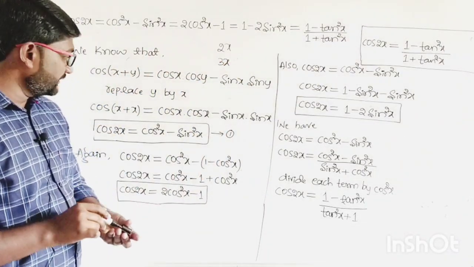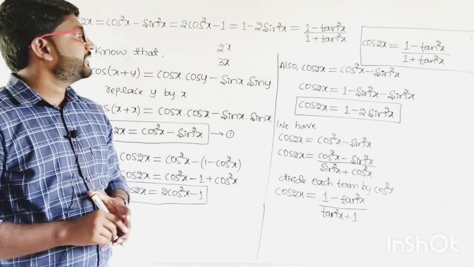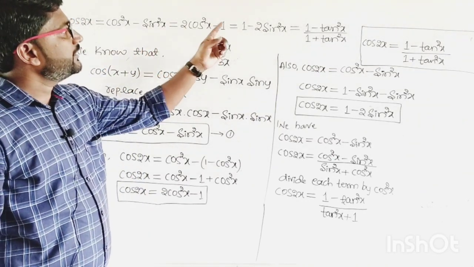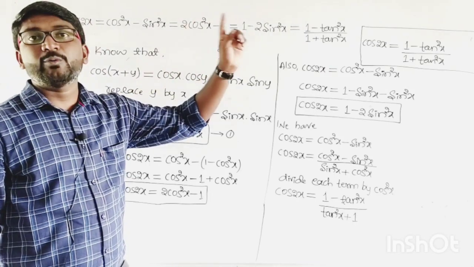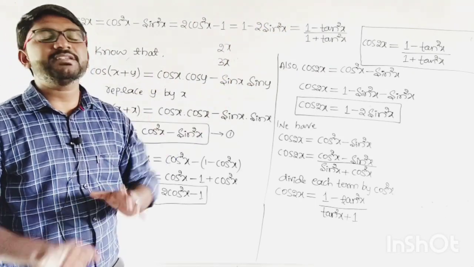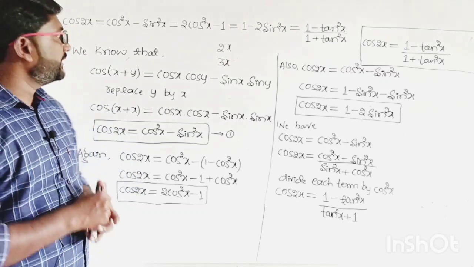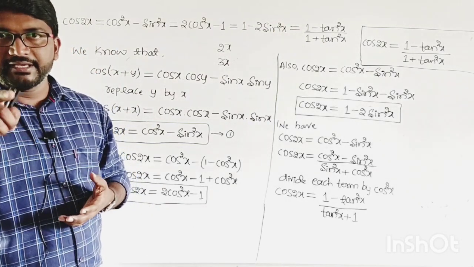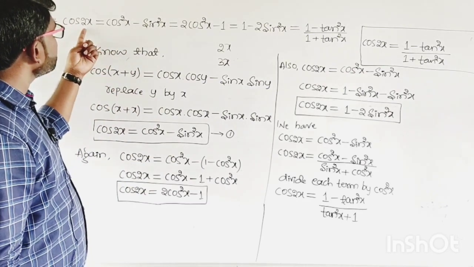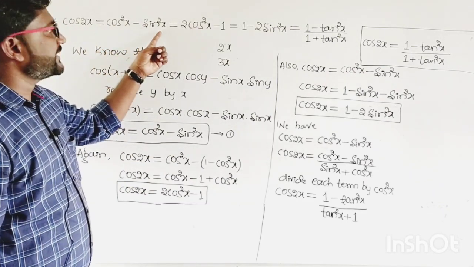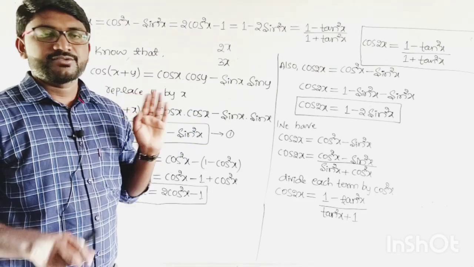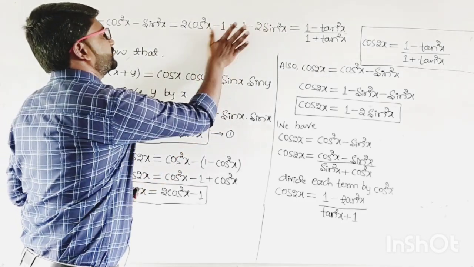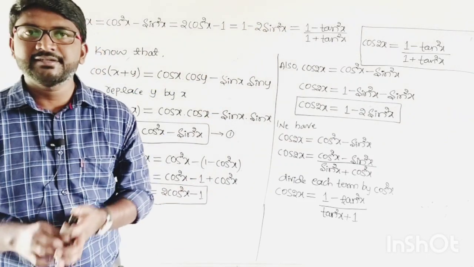So now onwards, cos double angle formula, it has to be cos square x minus sin square x, 2 cos square x minus 1, 1 minus 2 sin square x, and 1 minus tan square x divided by 1 plus tan square x. Here we have taken the angle x. In case if it is a, capital A, it becomes cos 2a equal to cos square a minus sin square a, and so on. So it depends on the angle, and angle can be anything. So this is all about today's class.